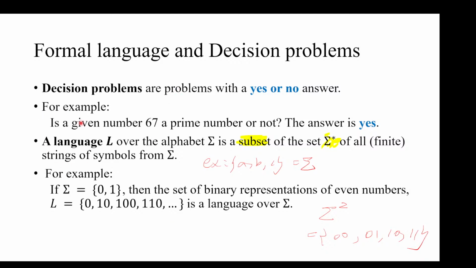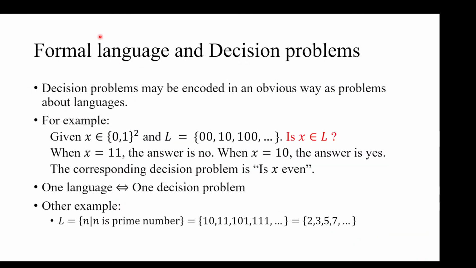And why do we want to talk about formal language together with decision problem? Because they actually have a one-to-one correspondence, a very obvious one-to-one correspondence. So you can just describe a decision problem with a formal language. And here we give an example. So let's say we have a formal language.